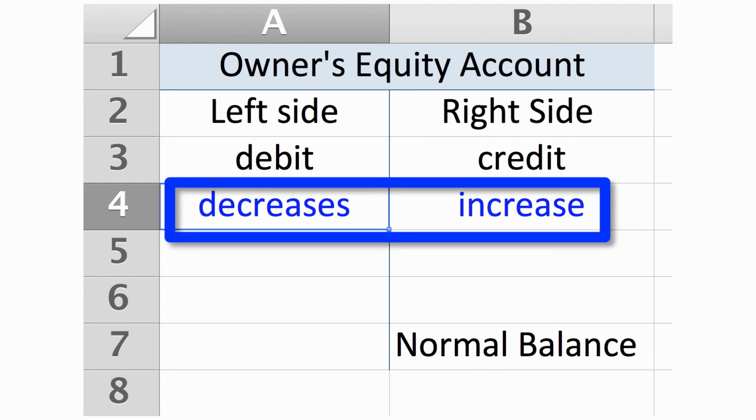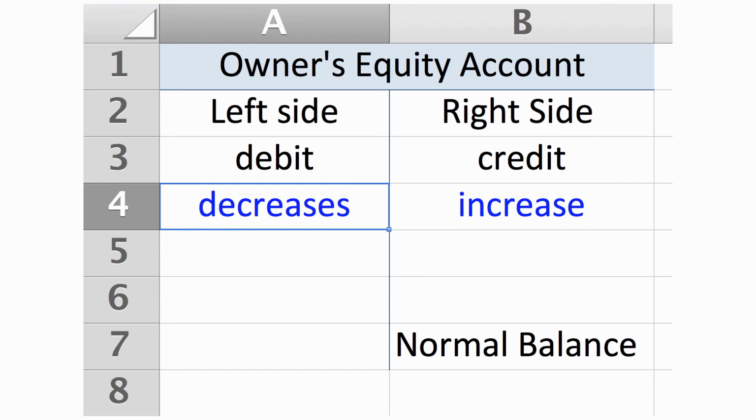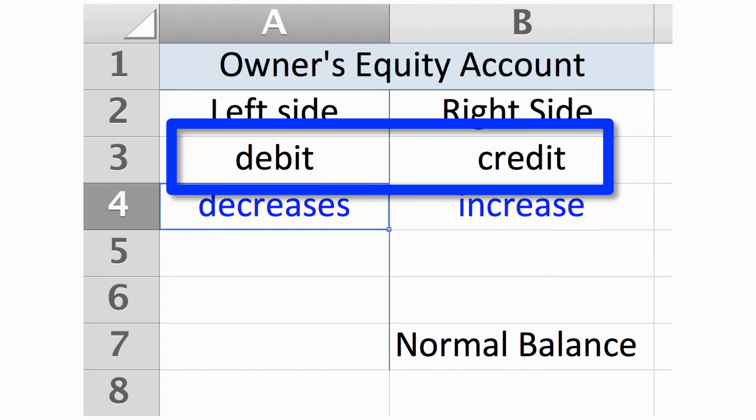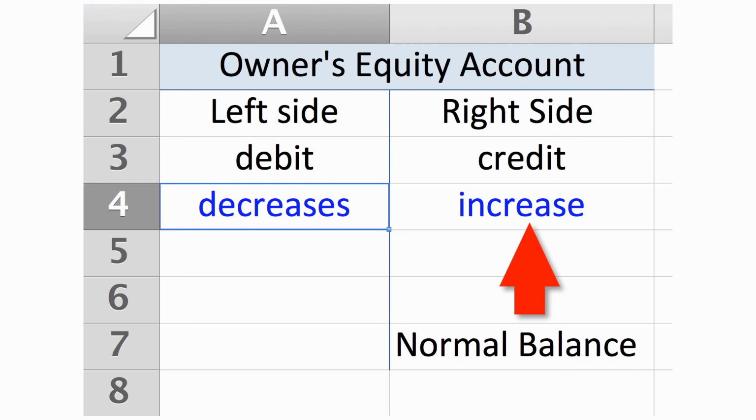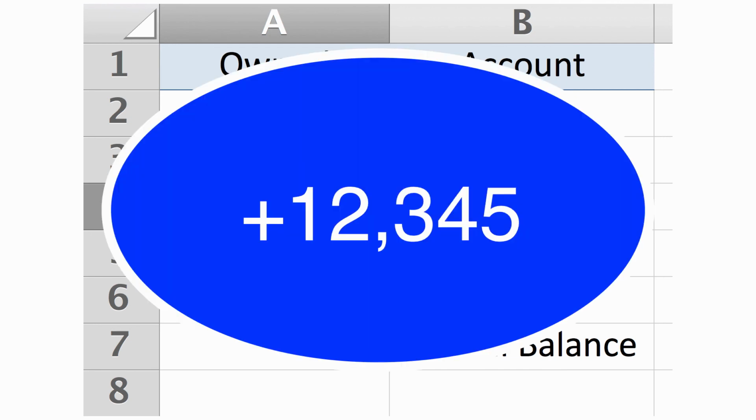While we were learning about T-charts, we used the words increase and decrease to indicate which side of the account increased or decreased. That does not mean the same thing as debit or credit. An increase or a decrease tells us where an increase or decrease occurred. In the real world, you would see an increasing or decreasing number on the T-chart instead.